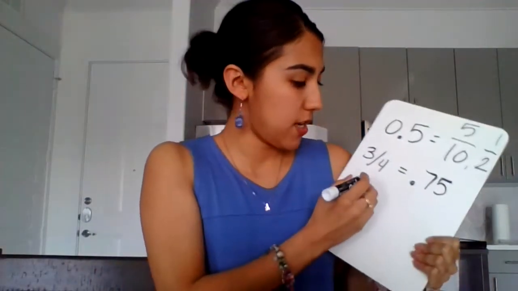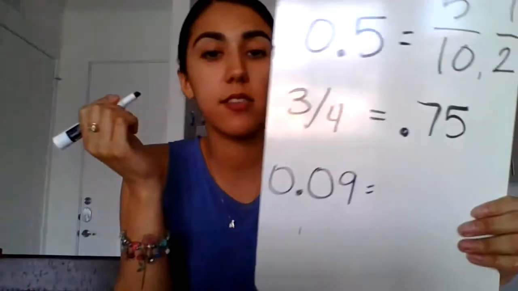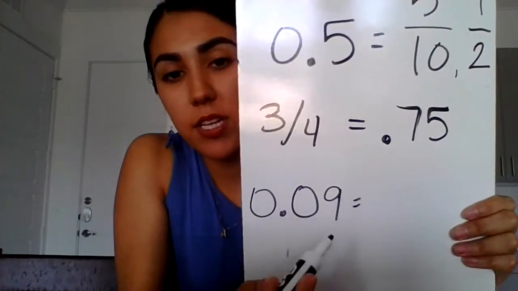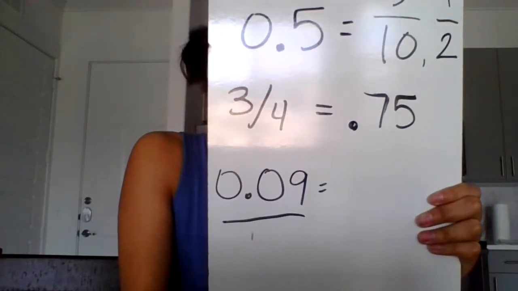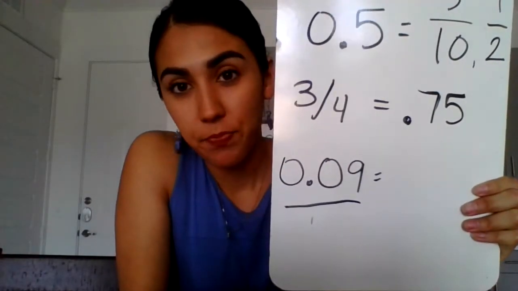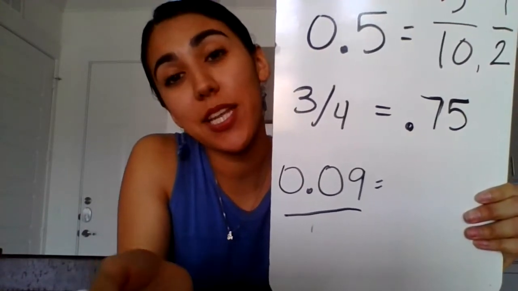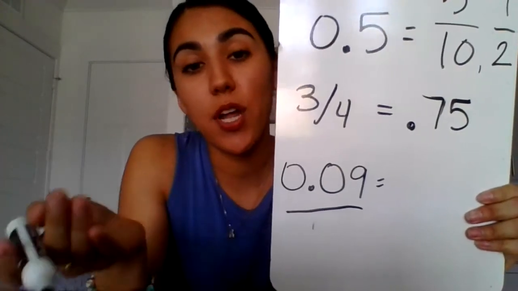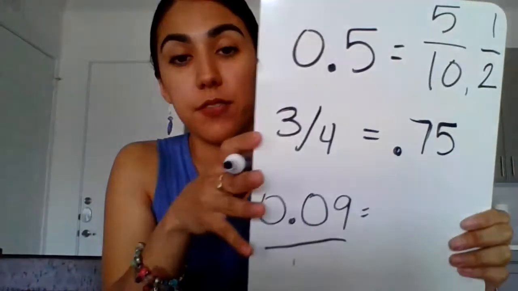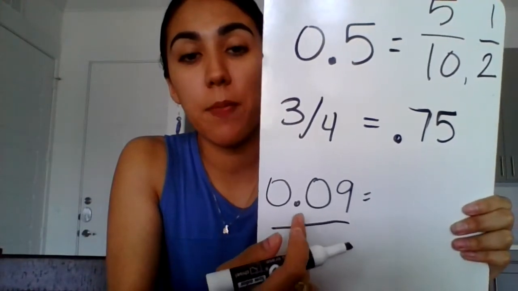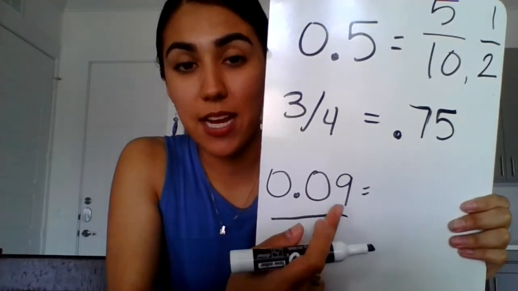And the next one is 0 and 9 hundredths. What is that? If this were money, how much would this be? 9 cents. And how can we show 9 cents? By 9 pennies. How many pennies do we need to make a whole dollar? 100. Or here's a better way of solving this one. What place value is the 9 in? The hundredths place. So this is 9 hundredths.